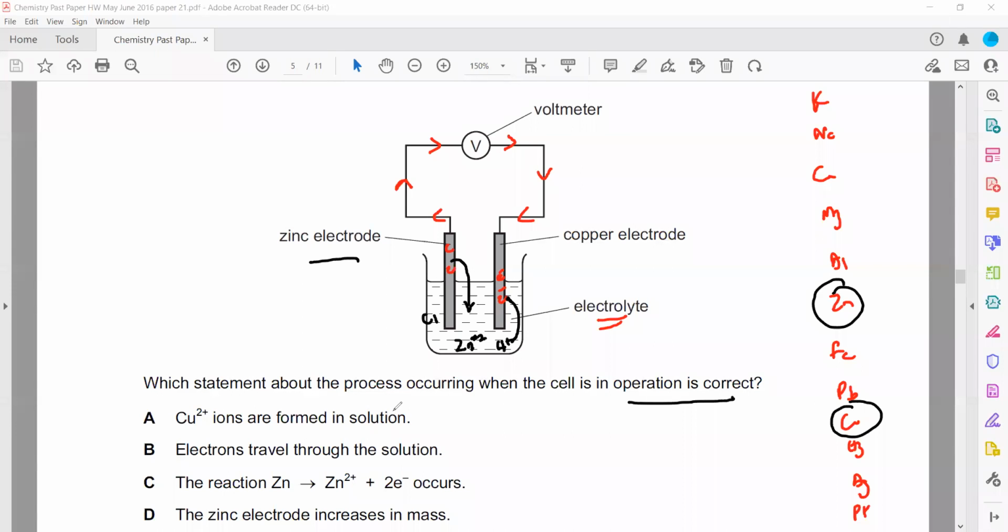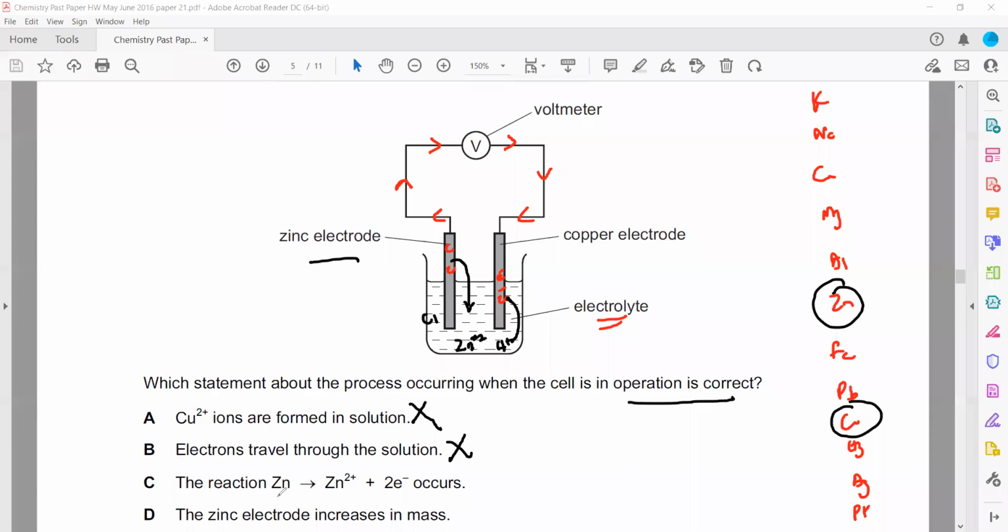Copper ions are formed in the solution. Copper ions are not formed, zinc ions are formed. Electrons travel through solution. Electrons never move through solution. Electrons always move through the wire. Electrons cannot move through the electrolyte or the solution.